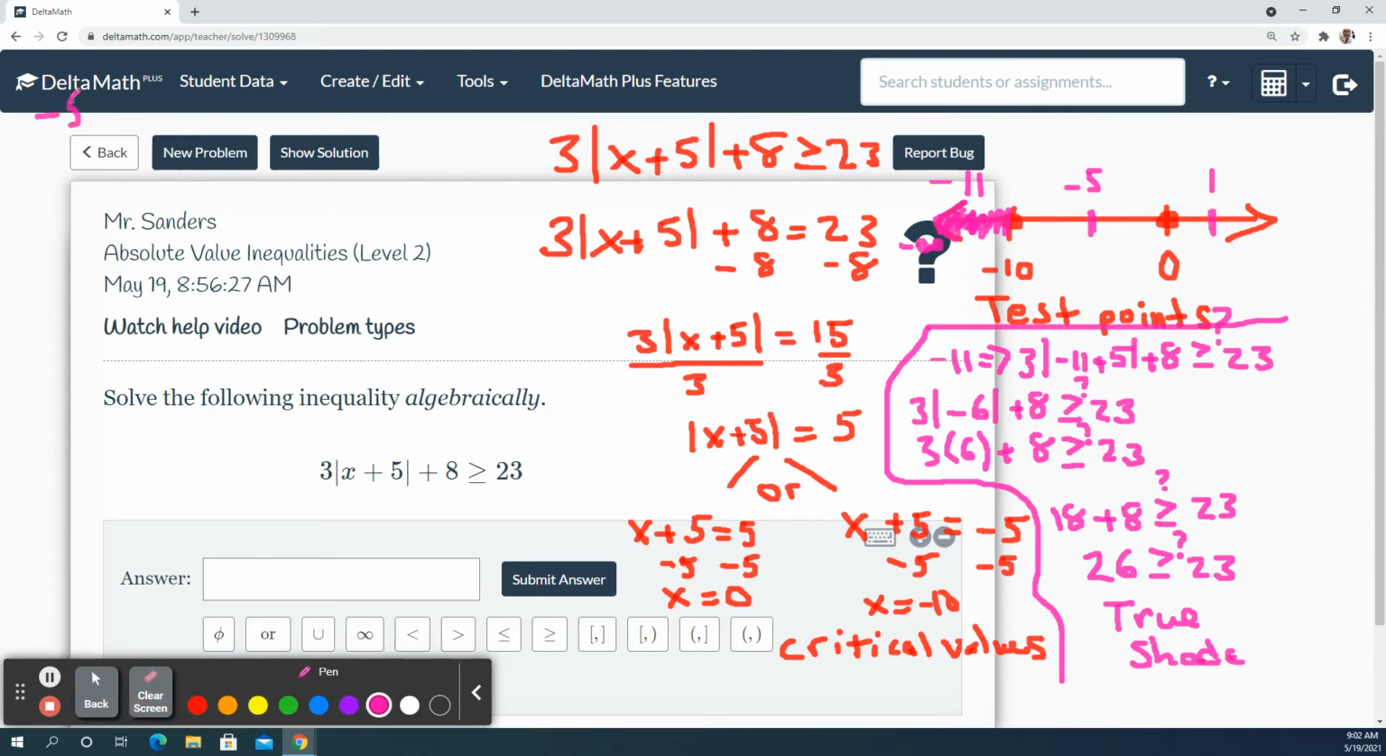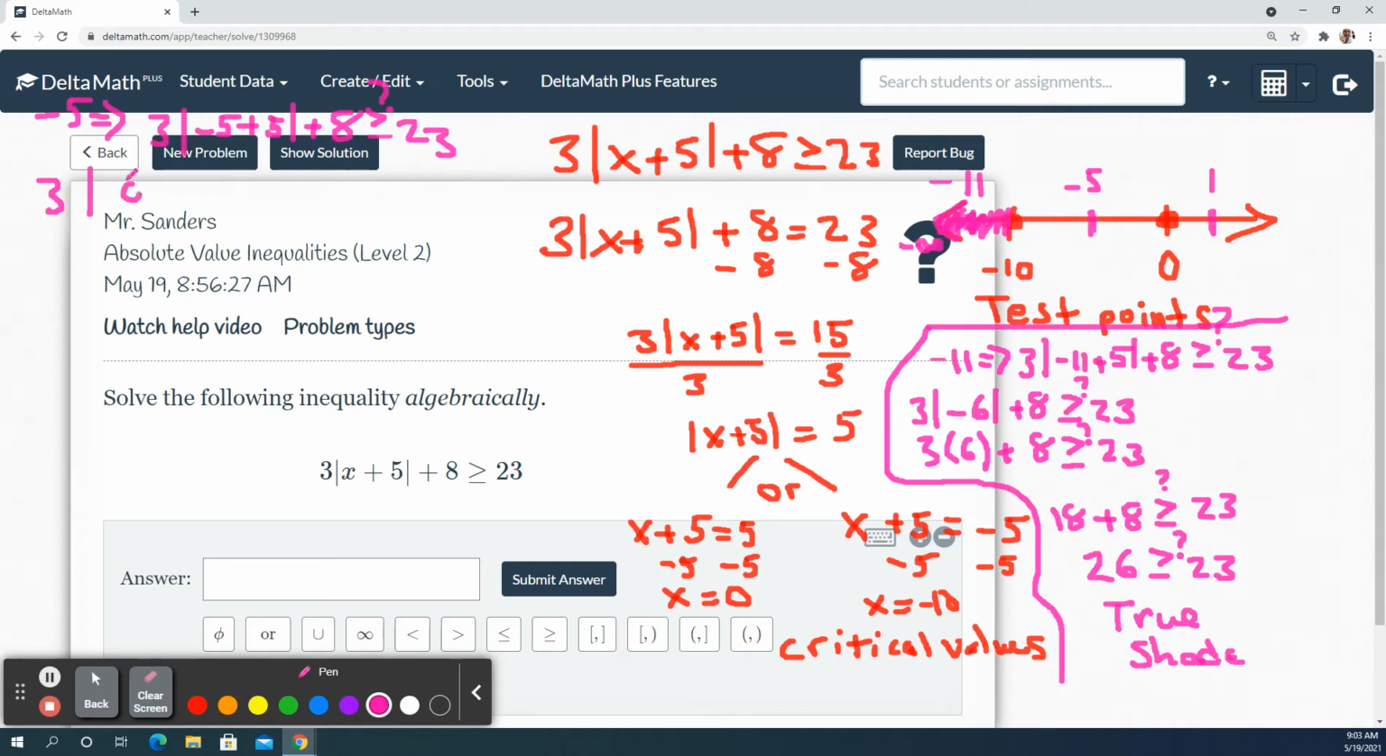So negative 5. Plugging that into our original equation: 3 times the absolute value of negative 5 plus 5, plus 8, greater than or equal to 23, and this is a question mark. Now usually, just as an insight, it's true in one area, false in the other, true in the other. So if it happened to be true in the middle, it would be false, true, false. This one will probably be true, false, true. So it always kind of alternates, usually. But at this stage, we're just testing points, getting used to the process.